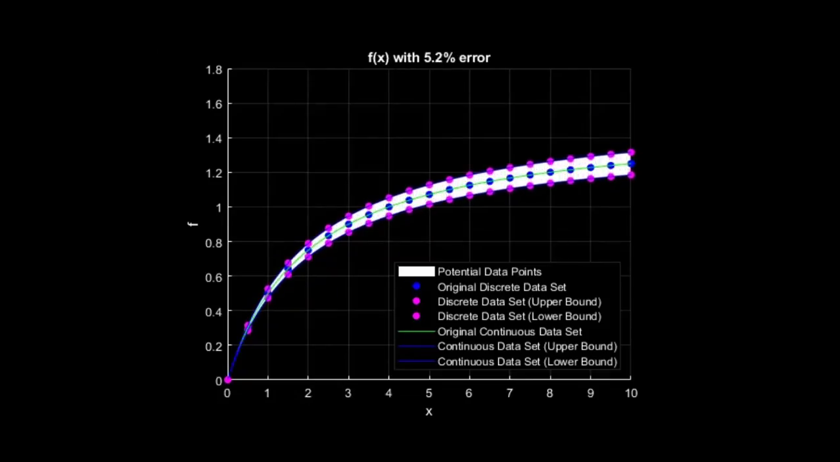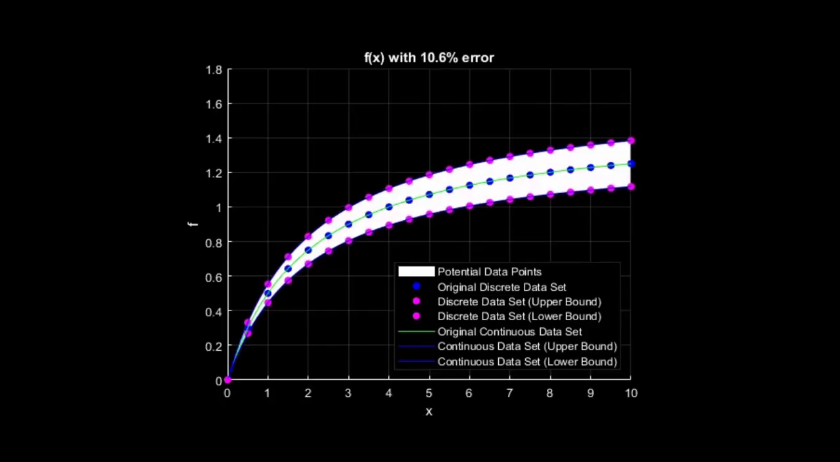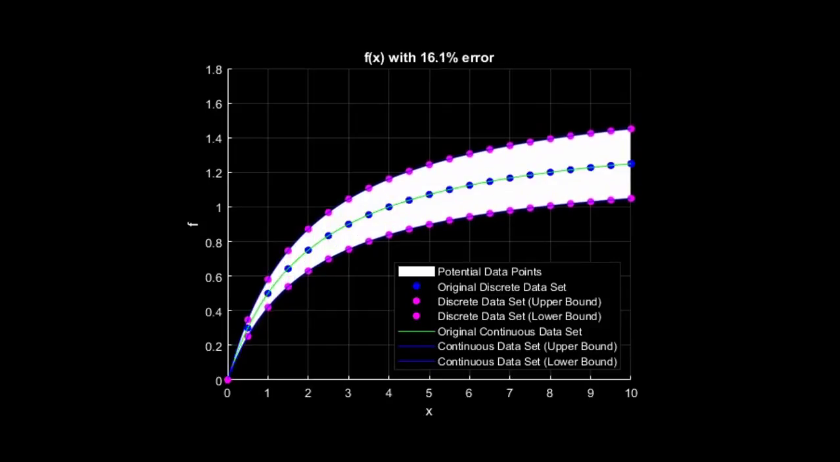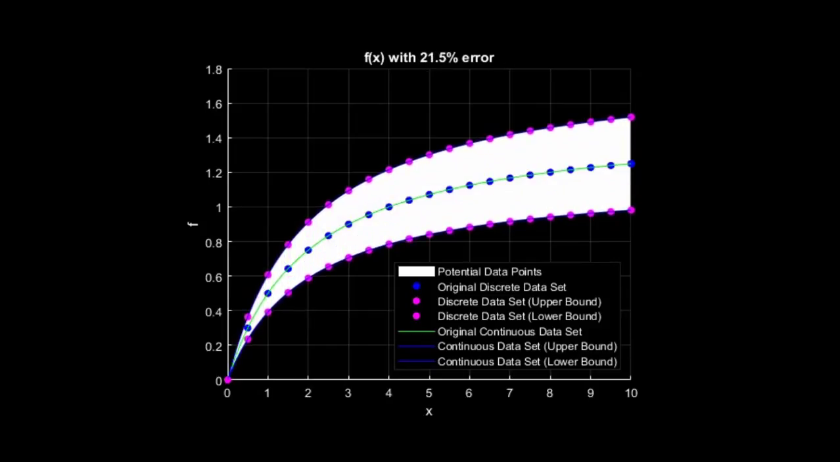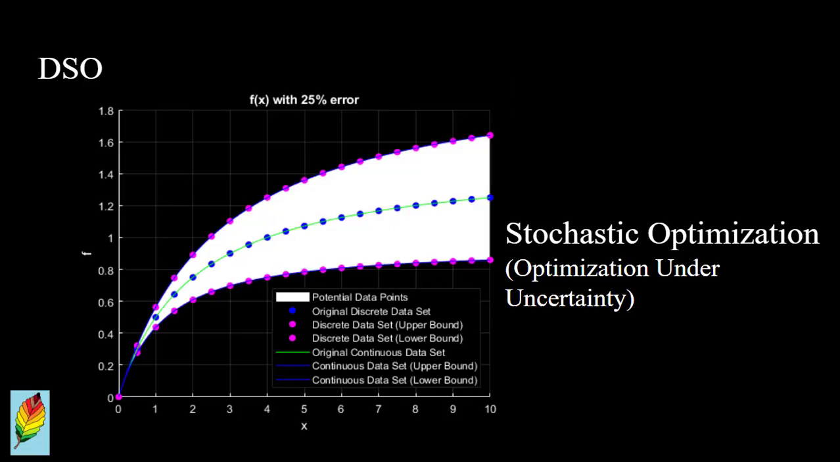As you can see, the actual process described by the data could take on any value within the shaded region. So we cannot assume that our values are completely accurate. In these instances, we use optimization under uncertainty, or stochastic optimization, to account for different sources of error.